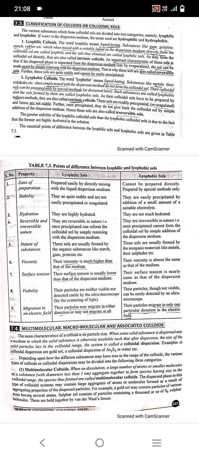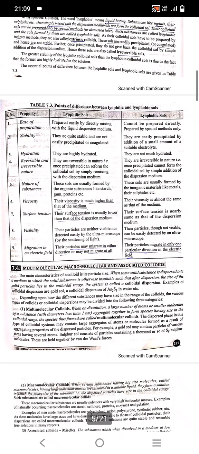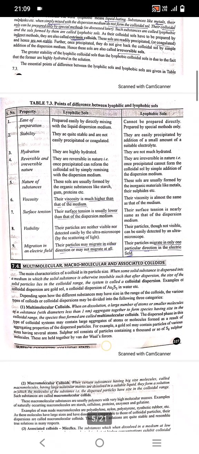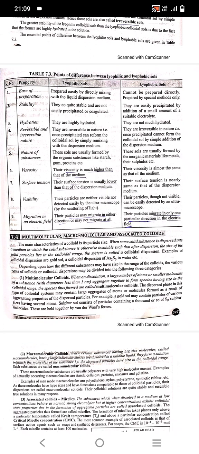The greater stability of the lyophilic colloidal sols than the lyophobic colloidal sols is due to the fact that the former are highly hydrated in solution. The essential points of difference between lyophilic sols and lyophobic sols are given in Table 7.3: ease of preparation, stability, hydration, reversible and irreversible nature, nature of substance, viscosity, surface tension, visibility, and migration in an electric field.